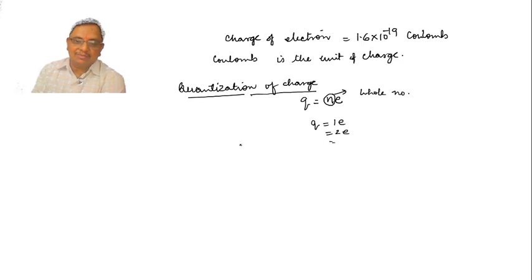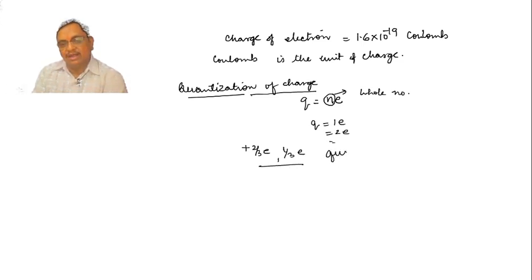Basically this is an old view. Now we have some particles called quarks, which have charges of plus 2 by 3 and 1 by 3 of the electron charge, meaning fractions of charge are found, and these are called quark particles.